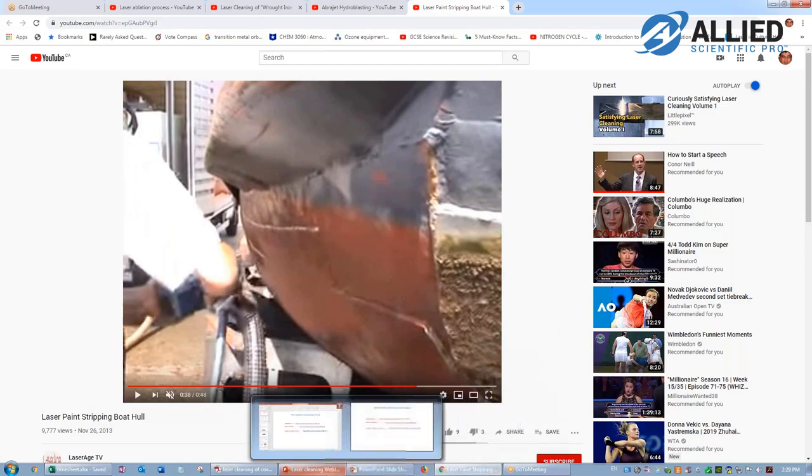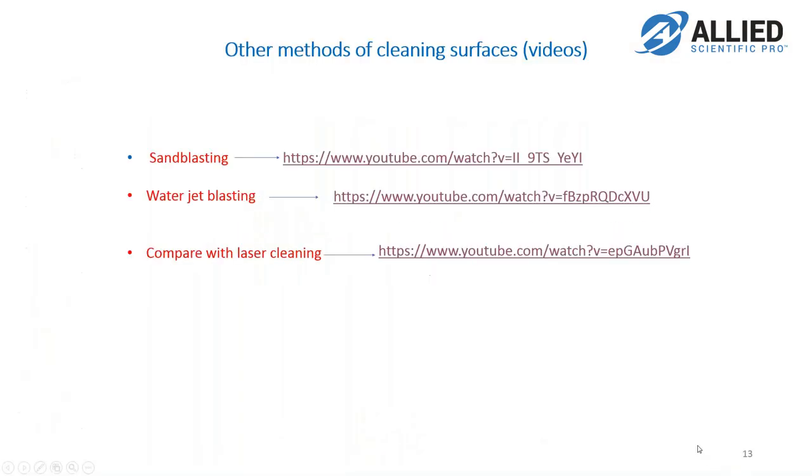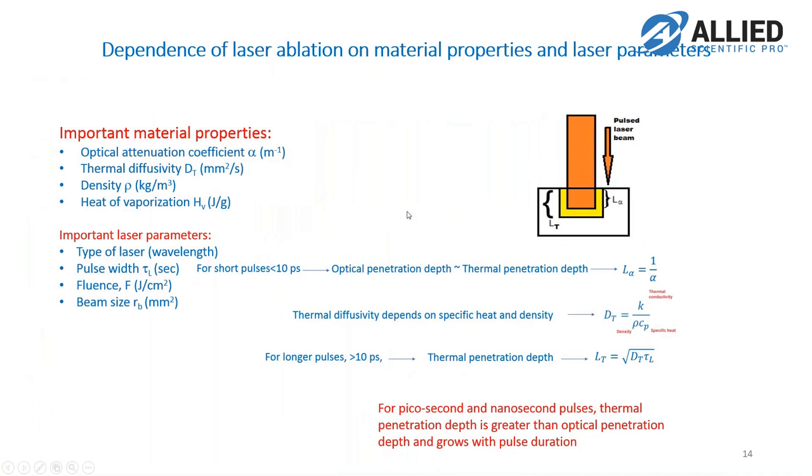Okay, so these are the comparison of different methods. So let's now look at the physics of how it works. Dependence of laser ablation on material properties and laser parameters. So what are the important parameters for material is optical attenuation coefficient alpha of the material. It's in unit of meter inverse. The thermal diffusivity DT in millimeter square per second, basically how quickly the heat could diffuse into the material.